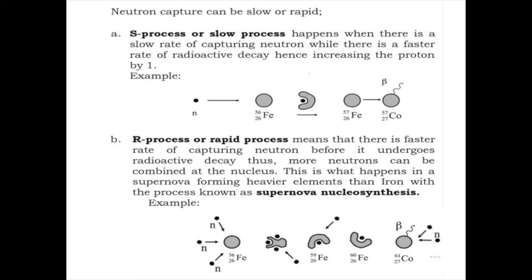The S process, or slow process, happens when there is a slow rate of capturing neutrons while there is a faster rate of radioactive decay, hence increasing the protons by 1. While the R process, or rapid process, means that there is a faster rate of capturing neutrons before it undergoes radioactive decay. Thus, more neutrons can be combined in the nucleus. This is what happens in a supernova forming heavier elements than iron, with a process known as supernova nucleosynthesis.